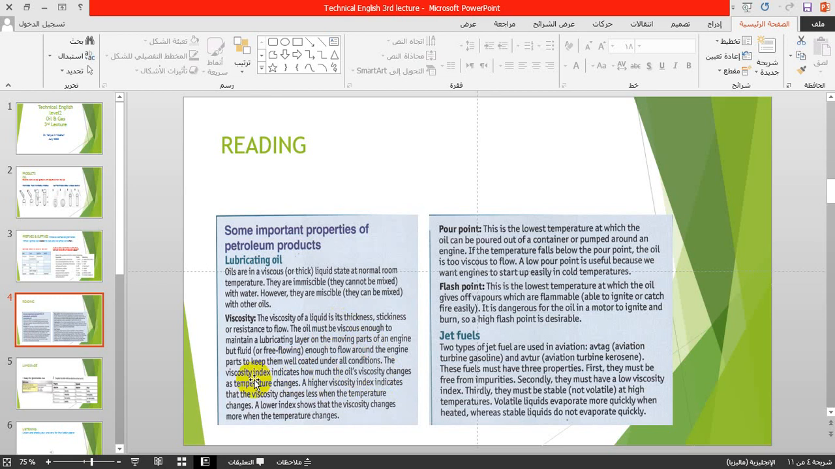Okay, now the viscosity index indicates how much the oil's viscosity changes as temperature changes. A higher viscosity index indicates that the viscosity changes less when the temperature changes. A lower index shows that the viscosity changes more when the temperature changes. Okay.